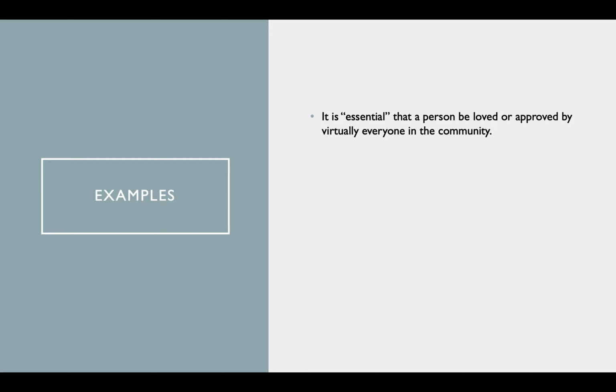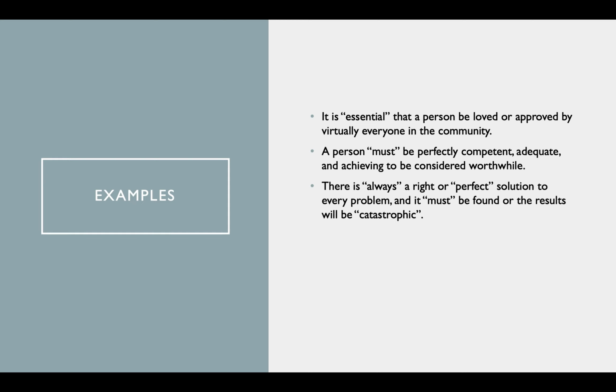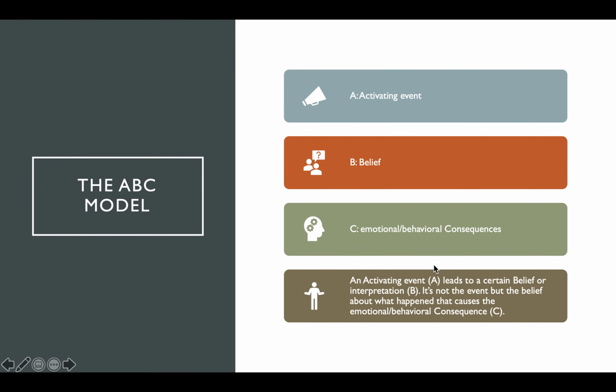So some examples of irrational beliefs. It is essential that a person be loved or approved by virtually everyone of their friends or in the community. A person must be perfectly competent, adequate, and achieving to be considered worthwhile. There is always a right or perfect solution to every problem, and it must be found, or the results will be catastrophic. I can't say that word. Catastrophic, I guess. Okay, you can watch a short clip of Albert Ellis here, which I highly recommend you do. He's definitely a character.